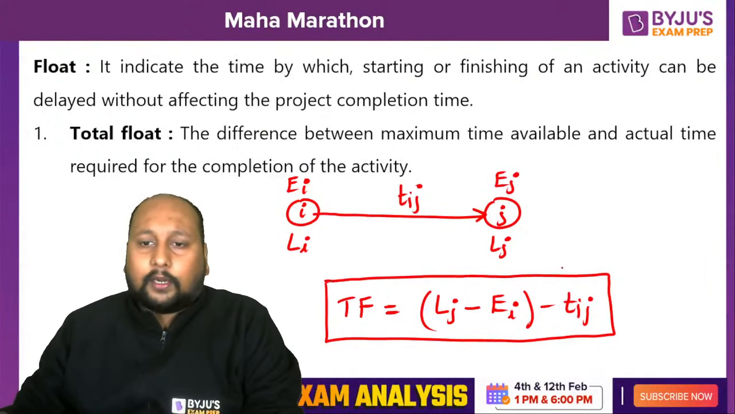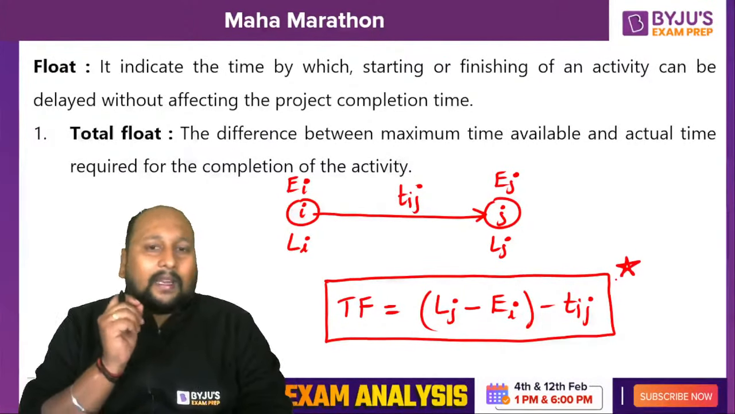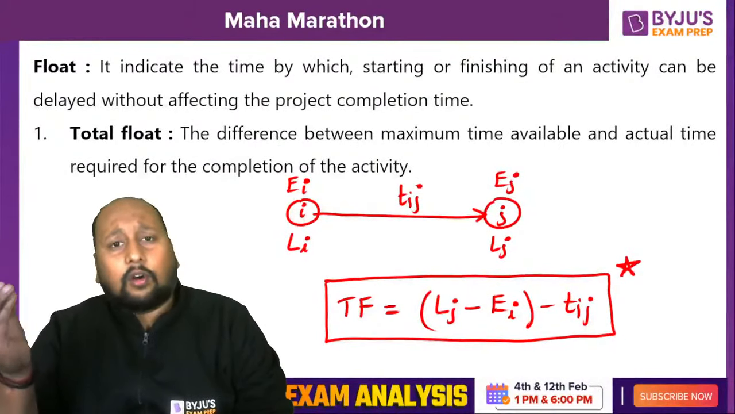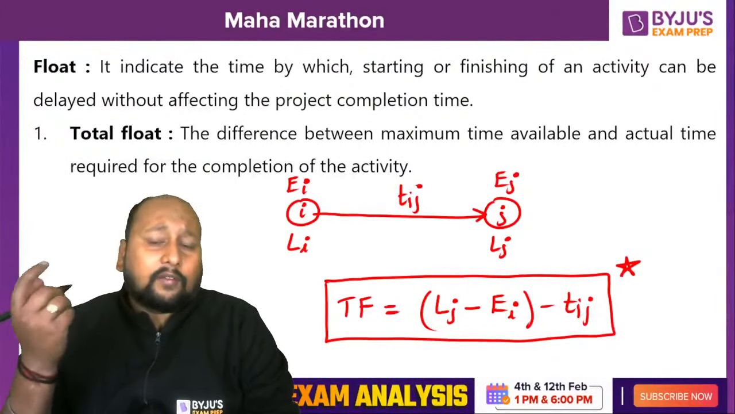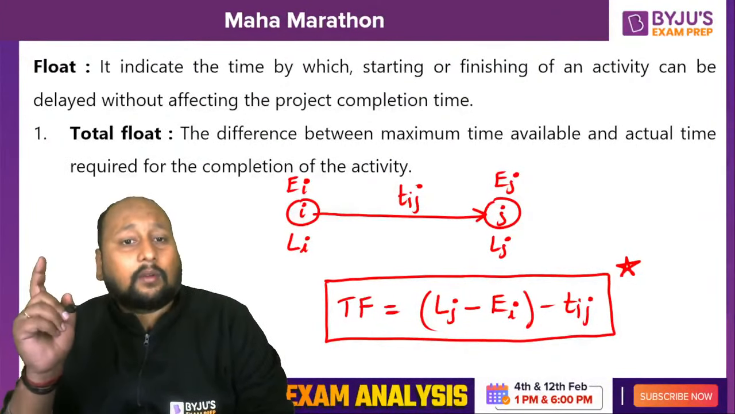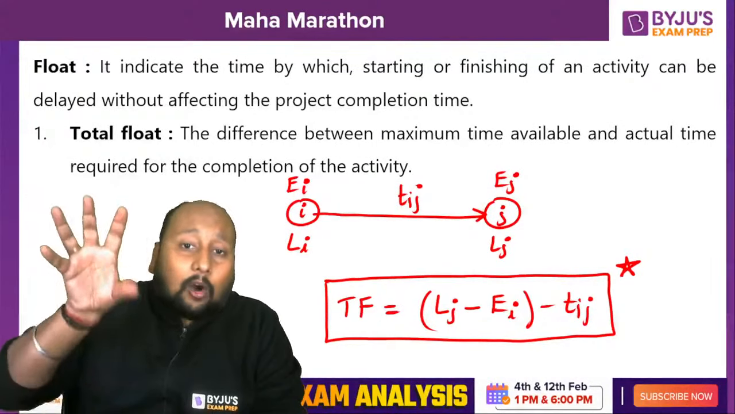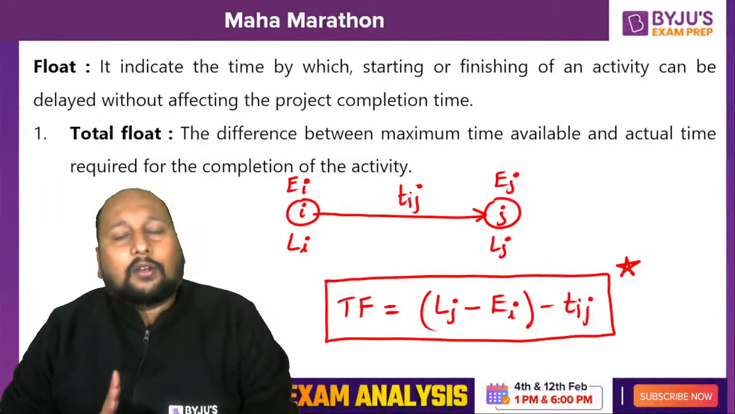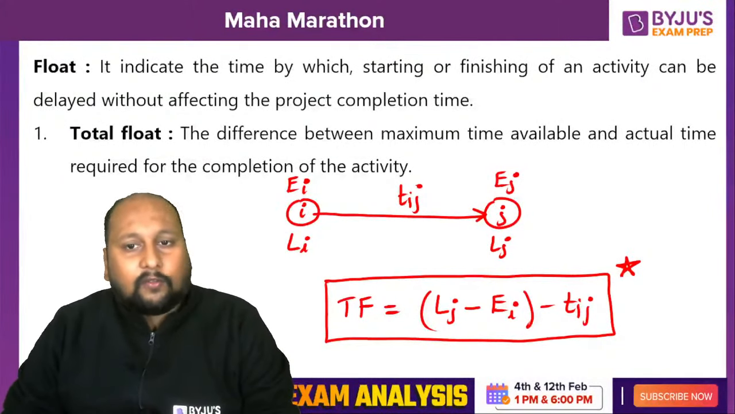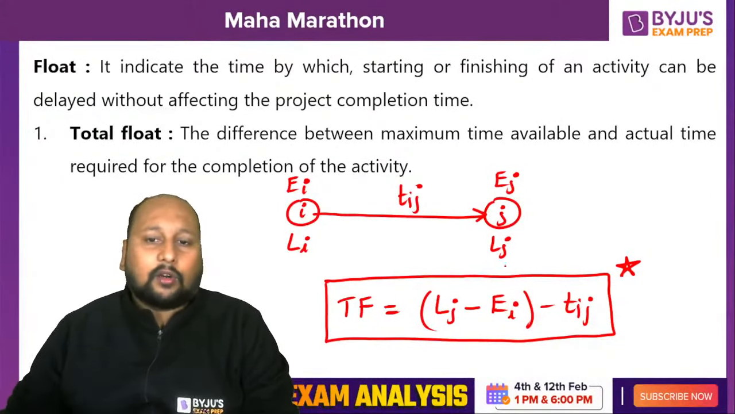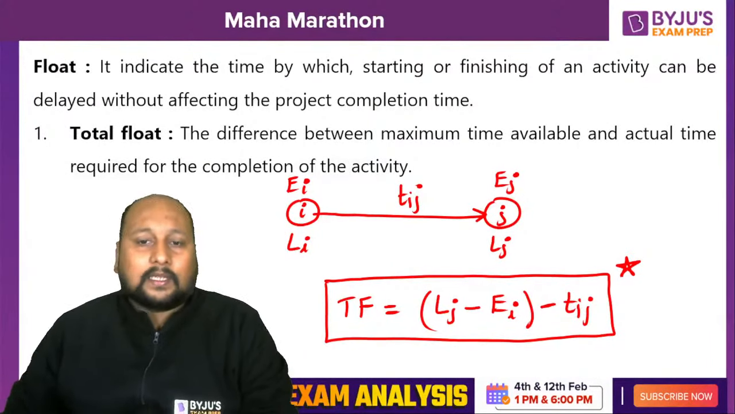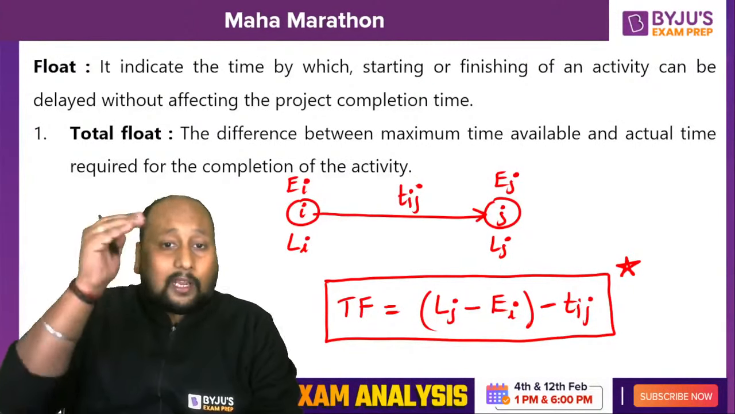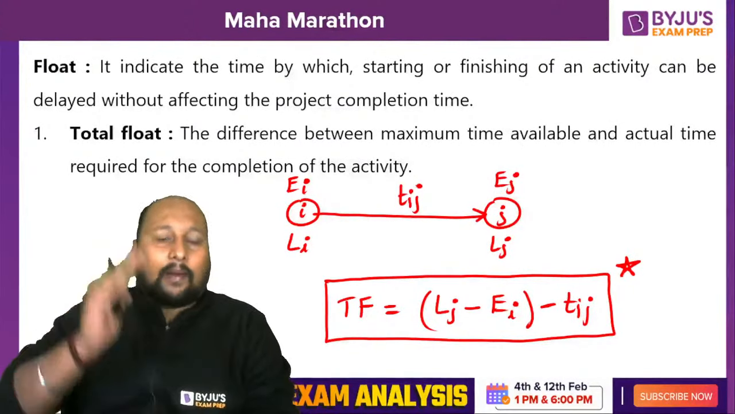It's very important because in the exam you will get questions directly. They will ask for either the total float, free float, or independent float. And what is total float? It is the difference between the maximum time available and the actual time required for the completion of an activity. That means by how much duration an activity can be delayed such that the project completion time is not affected. So total float we can easily calculate using the formula Lj minus EI minus Tij. Tij is the activity completion time.